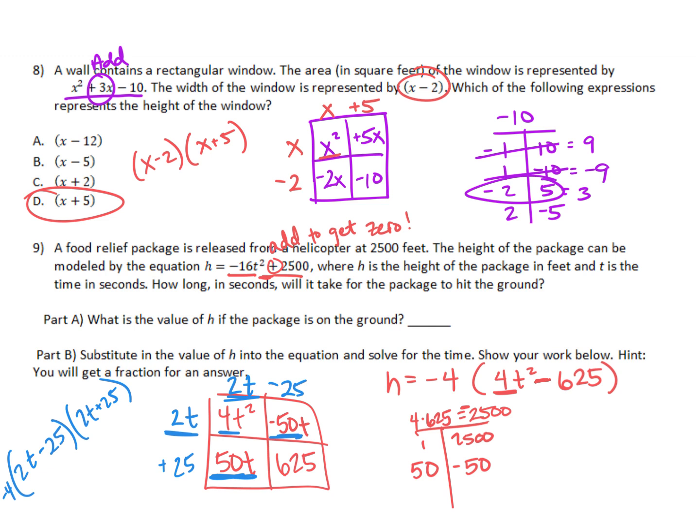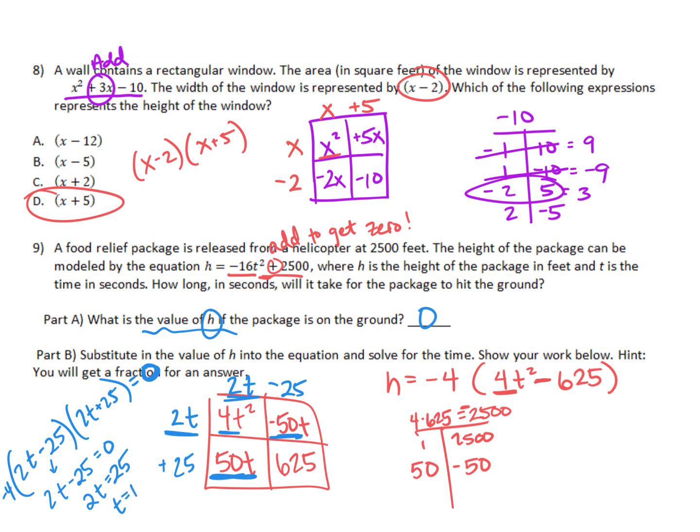It was talking about something dropping from a helicopter, blah, blah, blah. So what is the height, h, when it hits the ground? The answer is 0. The height when the package is on the ground is 0. So remember, to solve it, you have to make each piece equal to 0. So 2t minus 25 equals 0. Add the 25 over, and then divide by 2.